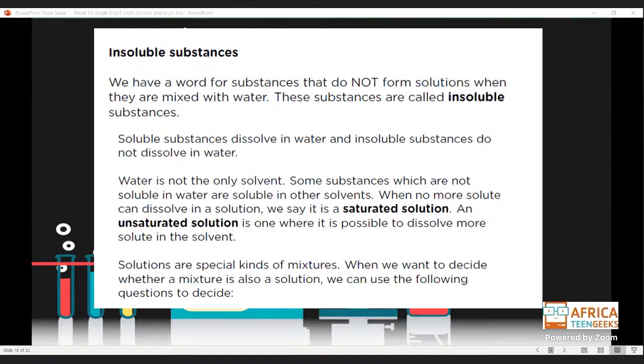Welcome, Blessing. We are talking about soluble and insoluble substances. Soluble substances can dissolve in water, and insoluble substances cannot.